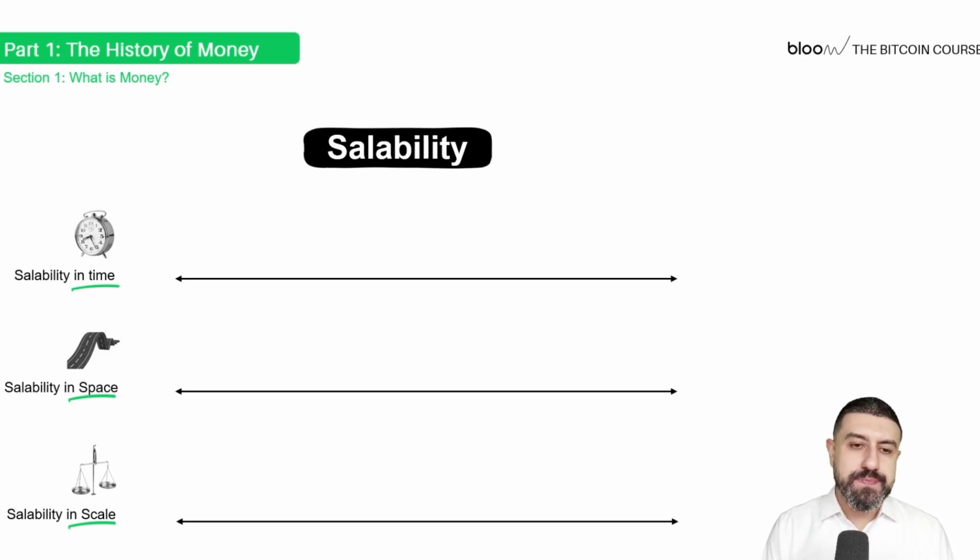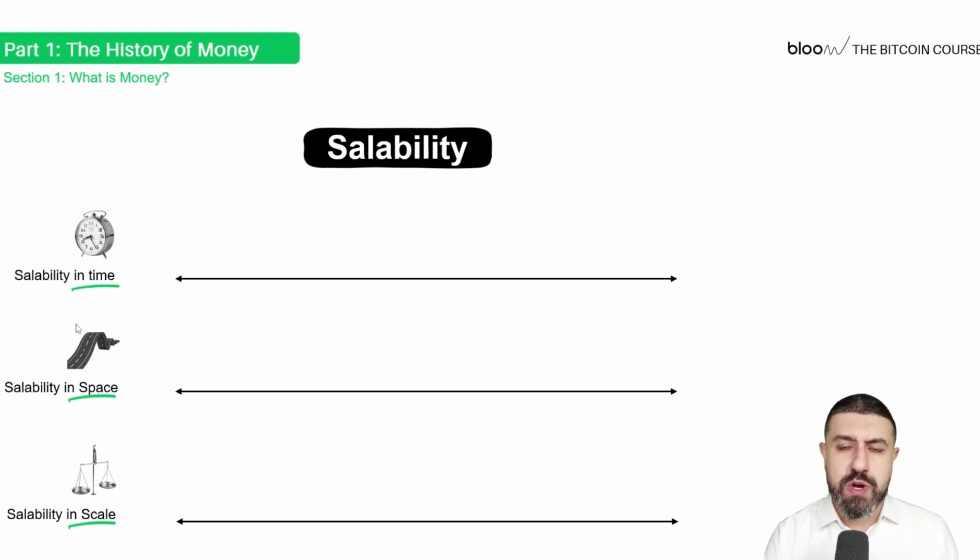What is salability? Salability is how well something can be sold while incurring very little loss, while maintaining most of its value. So salability is going to be on a scale. Something can be more saleable or something can be less saleable. And it can be on different planes. So we can look at salability across time.